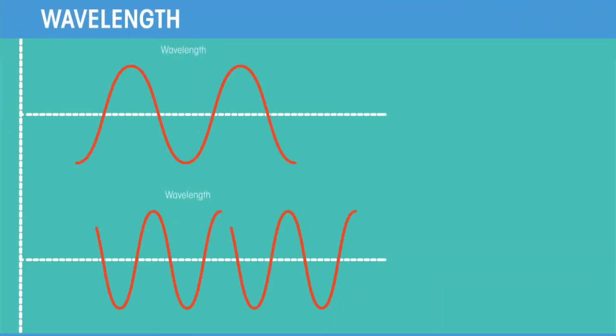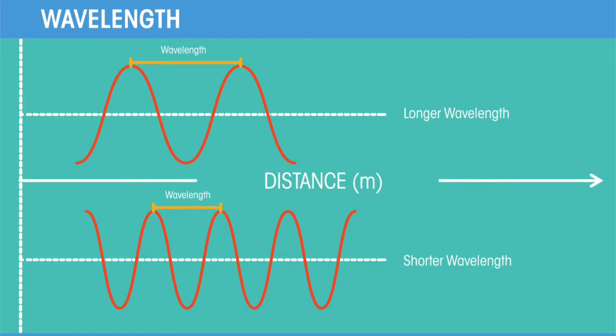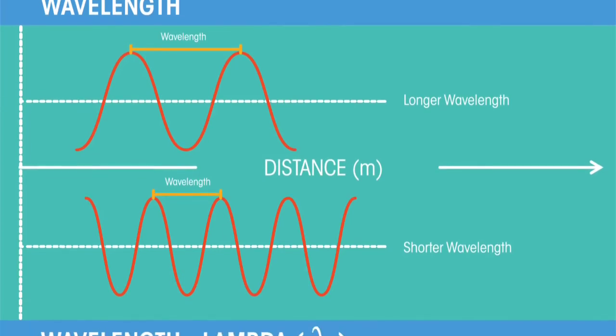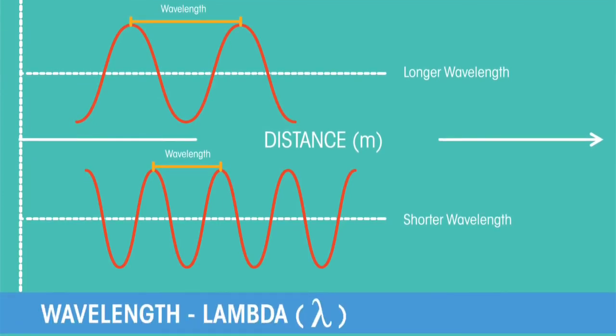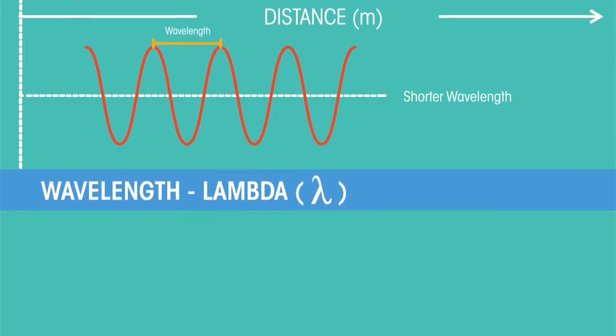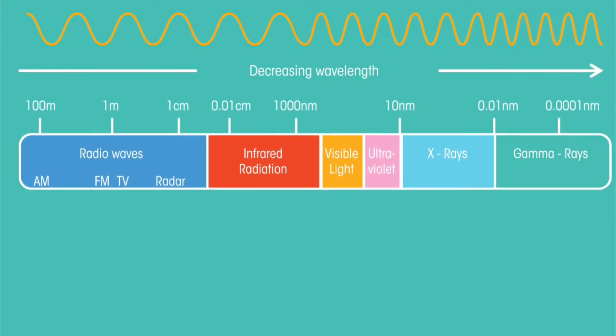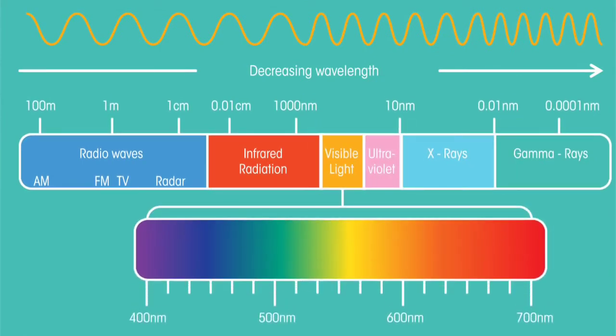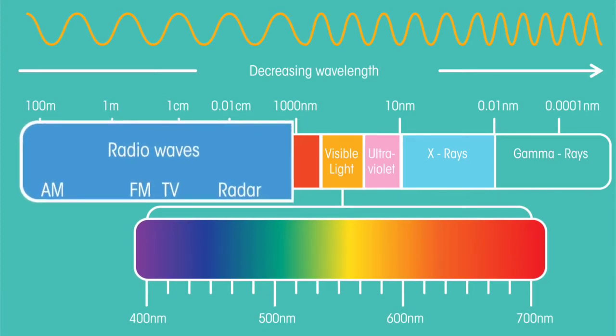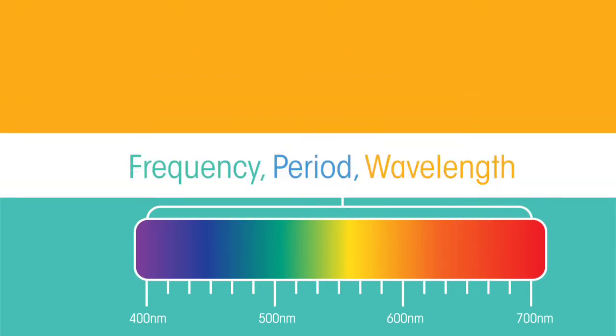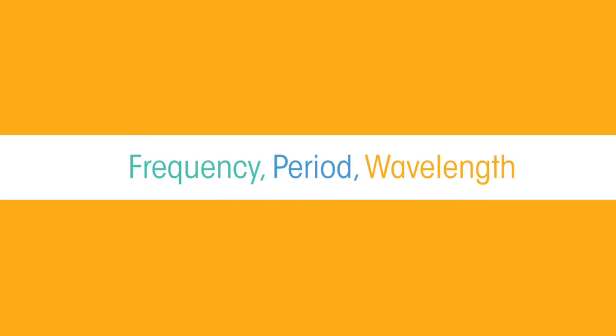Now for wavelength. The wavelength is the distance between a point on one wave and the same point on the next wave, for example, two peaks or two troughs. Wavelength is given the symbol lambda, from the Greek letter, and is usually measured in meters. Wavelength can vary hugely in size. X-rays are very short, visible light is here, and FM radio waves are much longer. So we've looked at the frequency, period and wavelength so far. Let's finish with amplitude.